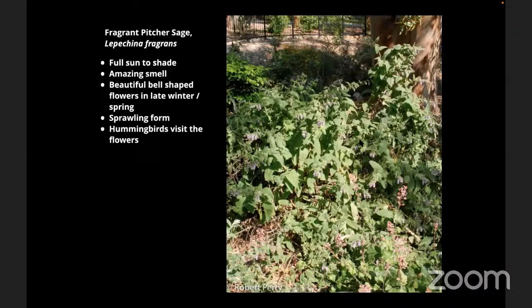One of my favorites for shade to full sun is fragrant pitcher sage. This is kind of a hot mess of a plant in terms of a shrub. It is more like a giant perennial. The stems are gently arching, so it doesn't have a shrub form, but the leaves are lovely, the flowers are lovely, and it smells absolutely amazing. We have one of these in our front yard in the sunnier spot. And in the hottest times of the year, with the screen door open on a warm day, this very perfumey smell, you can even smell it in the house.